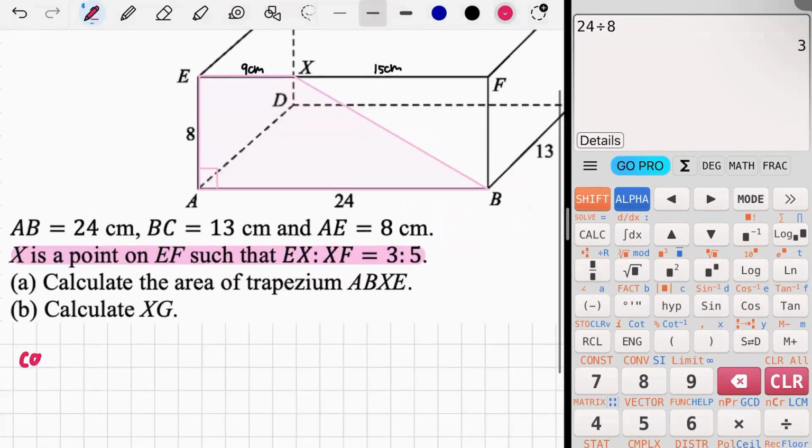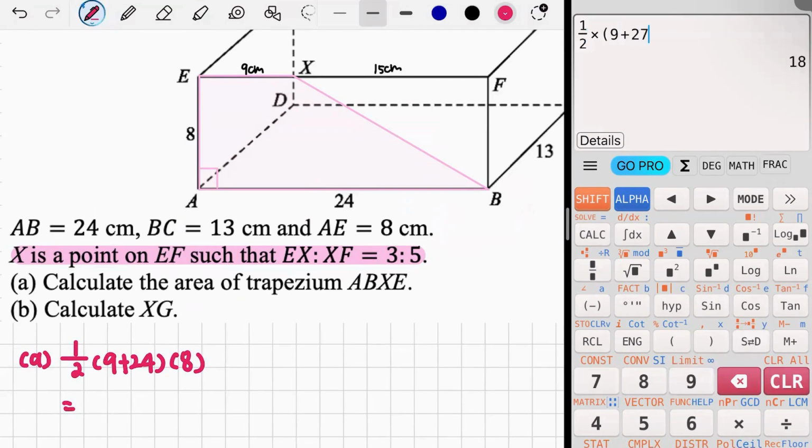What's the formula for area of trapezium though? Half sum of parallel sides. So your parallel sides are 9 plus 24, right? Your height is the vertical height, so you just need to times 8. So just press your calculator: half, then 9 plus 24, then times 8. So it's just 132 cm squared.